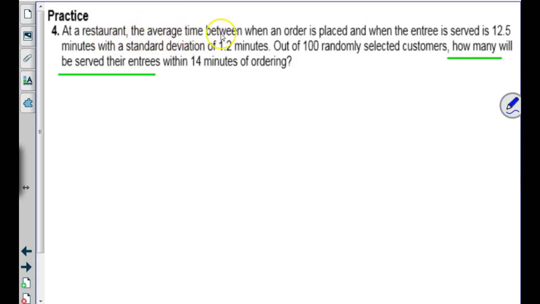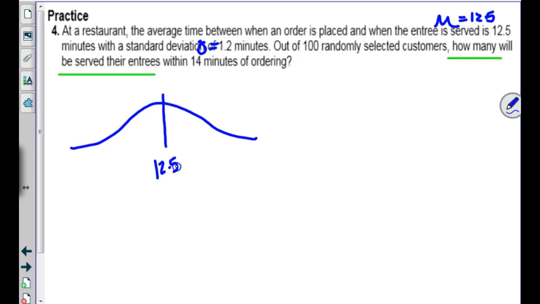At a restaurant, the average time between when an order is placed and when the entree is served is 12.5 minutes. So that's our mean. And the standard deviation is going to be 1.2 minutes. Out of 100 randomly selected customers, how many will be served within 14 minutes of ordering? So I just want to go back to this. If we were doing this, it would say 12.5 minutes, and you'd go up 1.2, or you'd go down 1.2. Somebody help me.